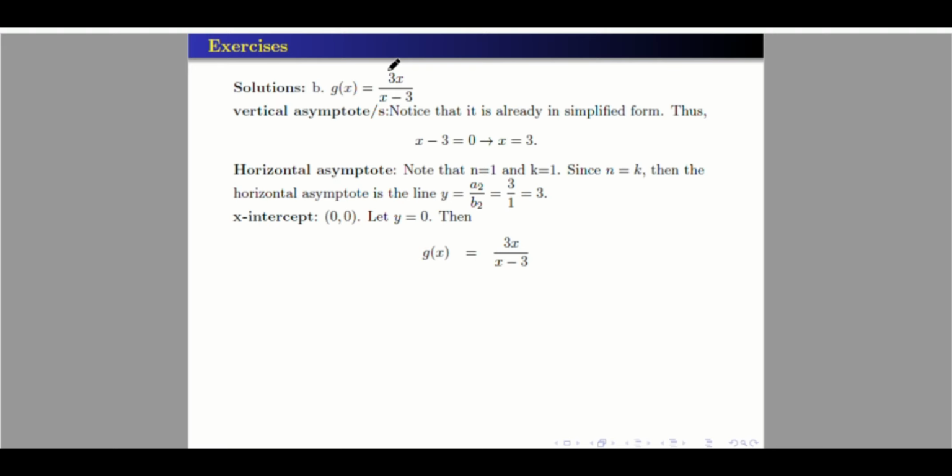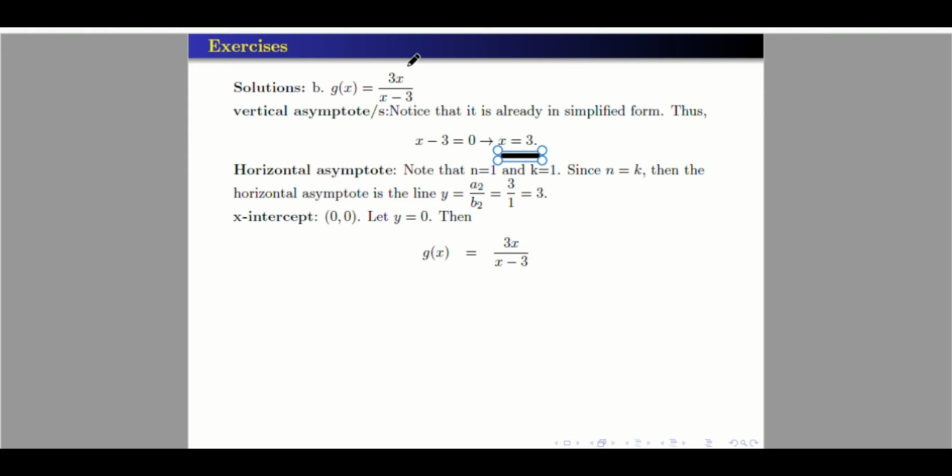Now let's go to B. Again, this is in simplified form. We cannot cancel anything. Do not cancel 3 because of this minus symbol. For the vertical asymptote, x minus 3 equals 0. Transposing 3 to the other side, we have x equal to 3.